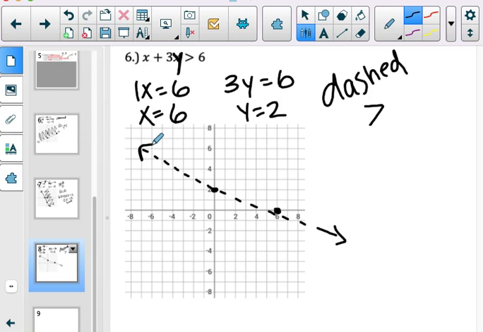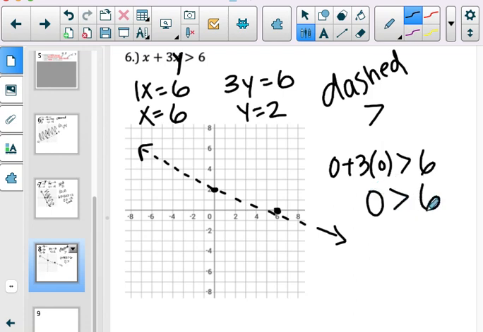All right, so 0 plus 3 times 0. Is 0 greater than 6? No. All right, here's our first time where 0 is false. So shade the other side of the line. Okay? So it depends on where your line is at compared to where 0, 0 is at and where you're going to shade. So we shade the true side of the line.